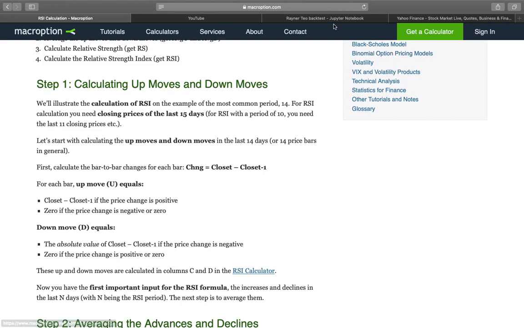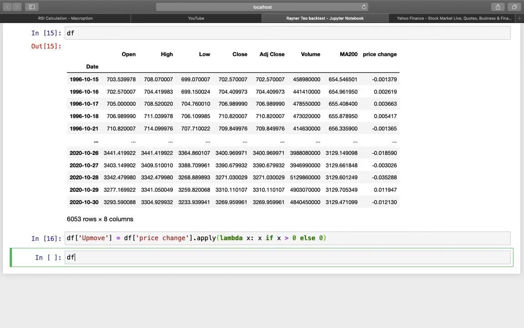So let's implement that in Python. We are defining the df down move as, now same logic, we're using the price change column and apply a function to every single row with lambda. And now we are just taking the absolute value of x as described if x is smaller than 0, and else we are taking the 0.